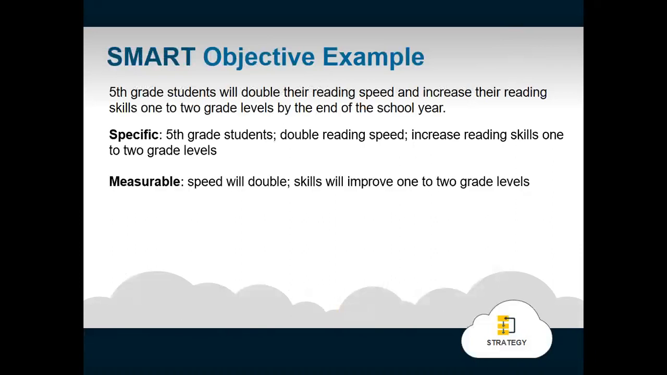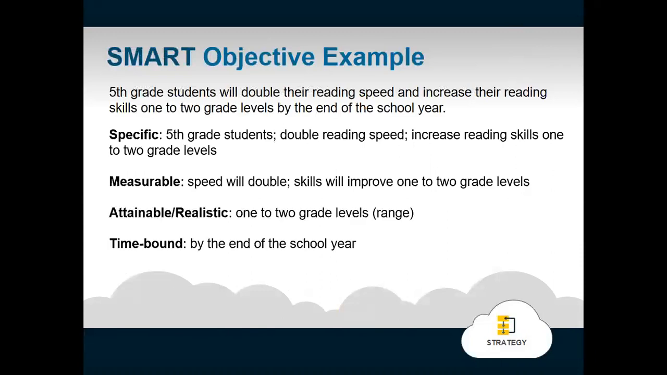It is very measurable. You can see where they've identified that it will double in speed and that we are hoping that it will improve their reading level skills 1 to 2 grade levels. So again, SMART goals, very simple, very plainly stated. It's attainable and realistic, and it's time bound. So it's by the end of the school year. So this is just a very simple example of an objective that you can use as a reference point as you're writing your grant.